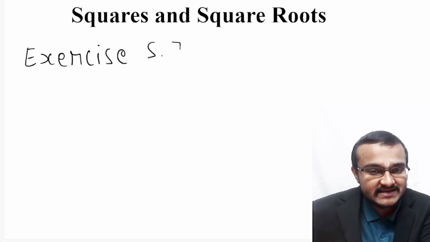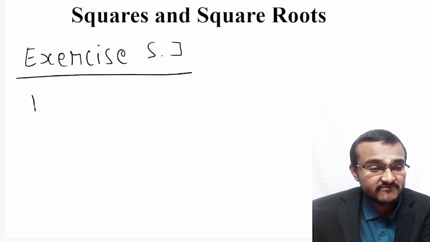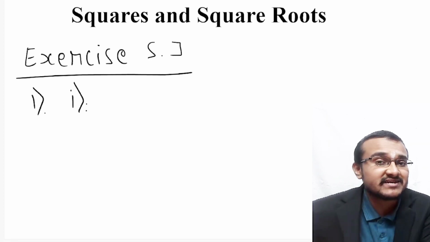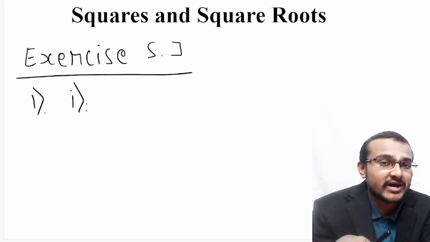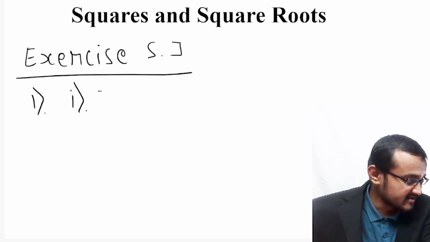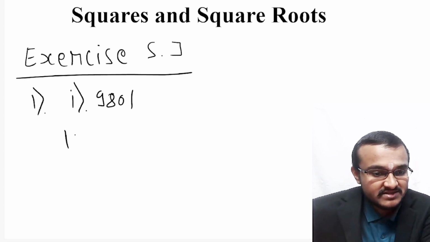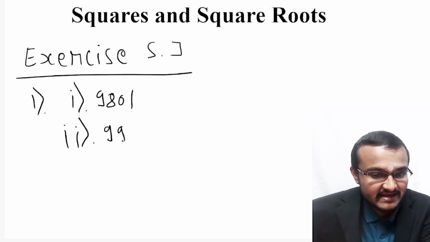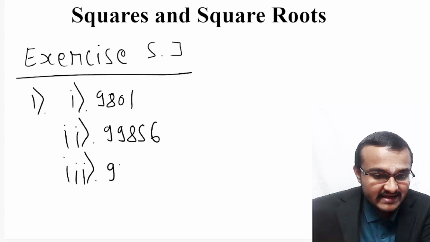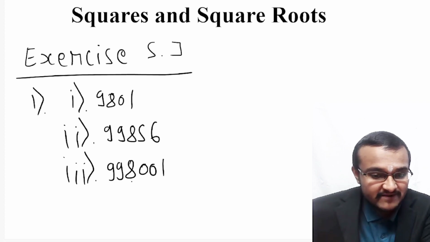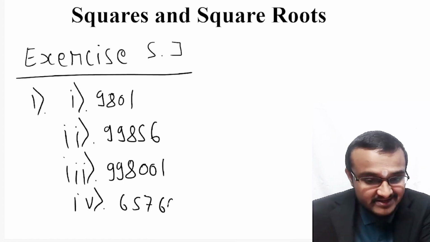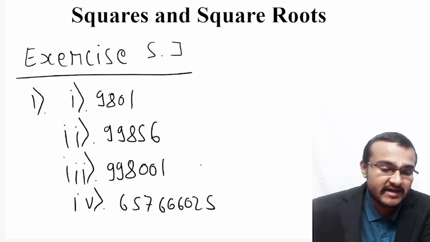So let us go on solving exercise 5.3. Coming to the first question, they have given 5 different questions and they are asking what can be in the unit place of the square root of these particular perfect square numbers. So the first question is 9801, the second question is 99856, and the third question is 998001, and the fourth question is 657, 3 times 6, 025.